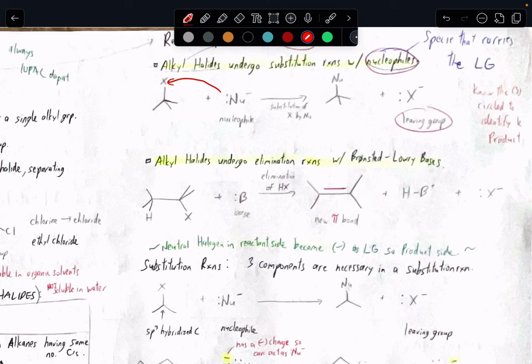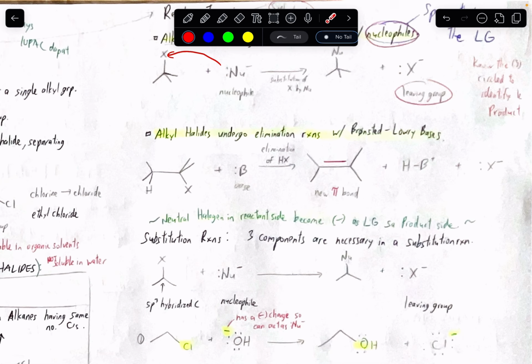So when it comes to undergoing elimination reactions, it would be wrong to say that it reacts with nucleophiles. That only applies with substitution reactions, namely SN2 and SN1. For elimination reactions, we have E2 and E1. Okay? So for elimination reactions, for example, we have this, together with the base. Basically we form a pi bond.